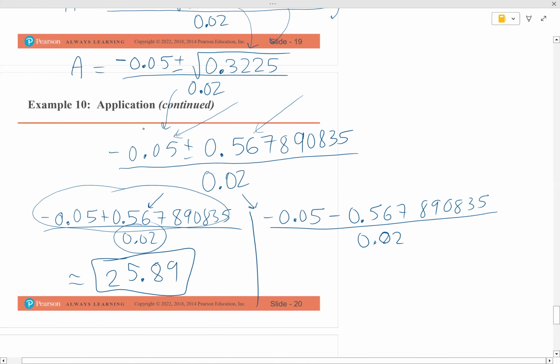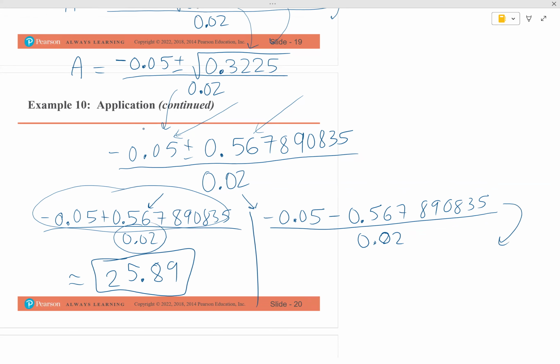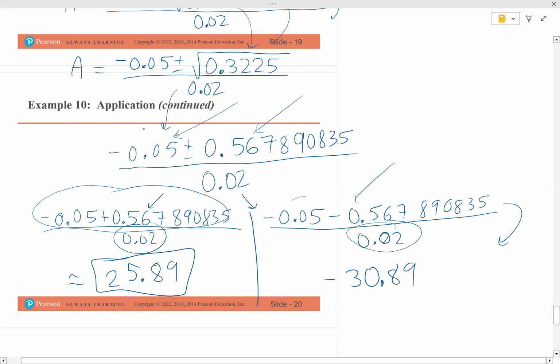Now it's time for this answer. Negative 0.05, now we're subtracting 0.567890835. I got this numerator something like negative 0.61. But I'm just going to take that number and divide it, while it's sitting on my calculator, by 0.02. I got negative 30.89 if I round it to two decimal places. But they'll tell you where to round if you need to.